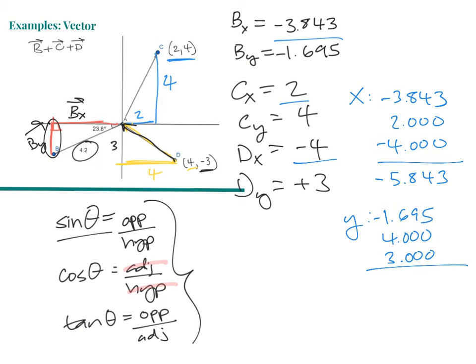Oh gosh, I don't want to do that. 7 minus 1 is 6. Minus 0.695 is 5.305, something like that. Let me check. Yep, all good. So we have a vector now that has an x component of negative almost 6 and a y component of positive almost 5.